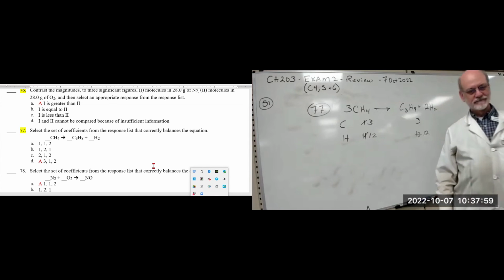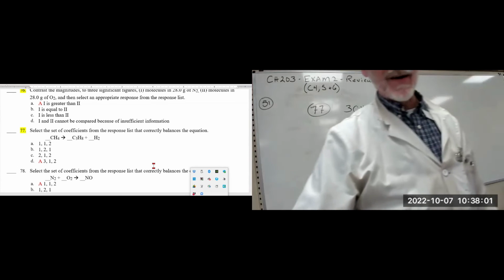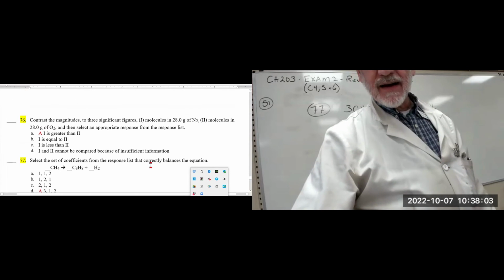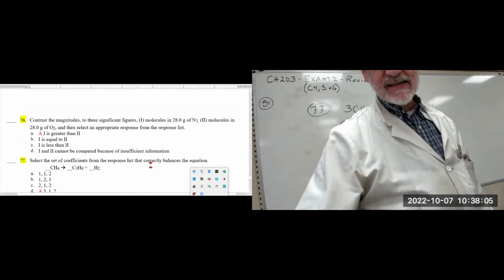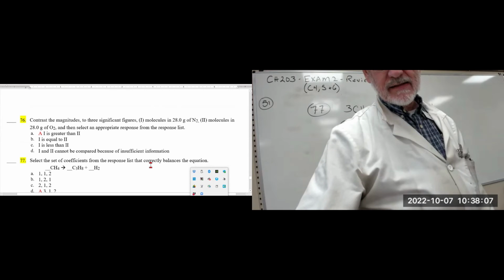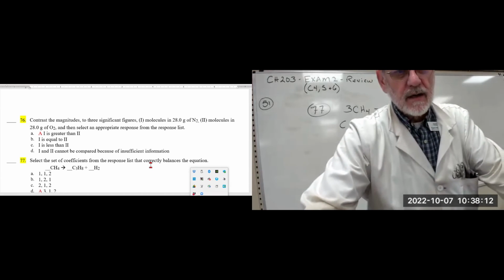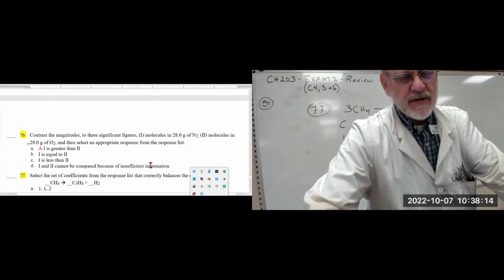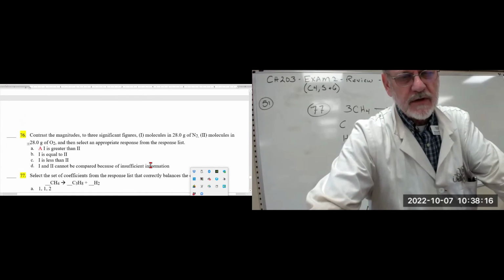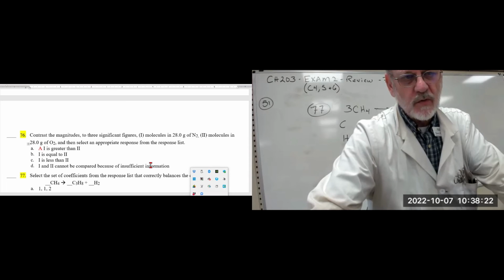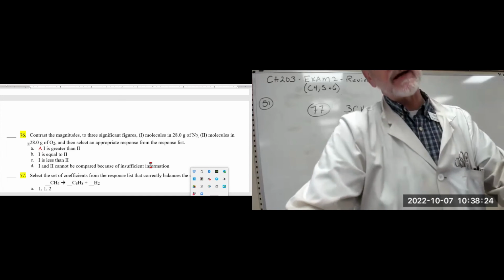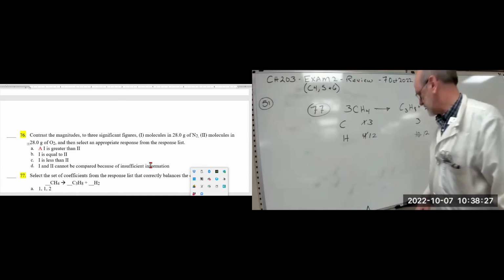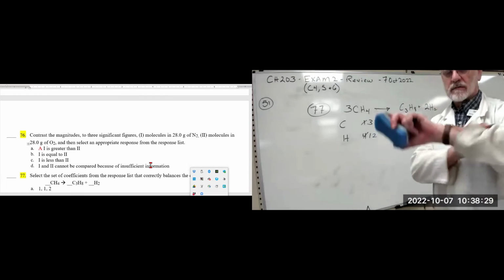Don't erase that, you know. Okay. All right. Let's see. 76. Contrast the magnitudes to 3 significant figures. Molecules in 28 grams of N2, molecules in 28 grams of O2. Oh, okay. That's worth doing.